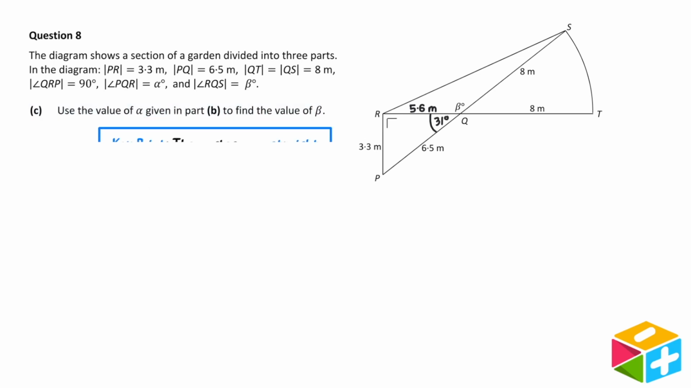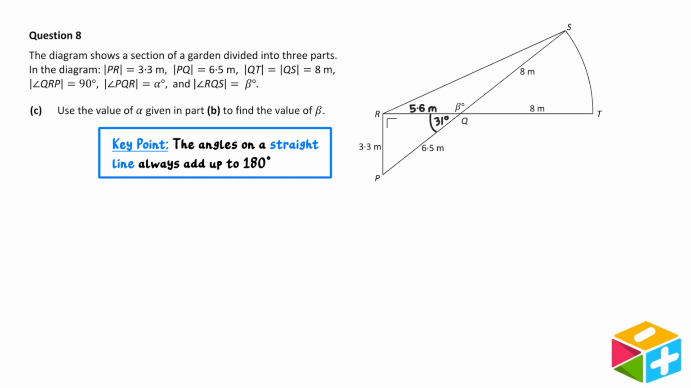The key to solving this question is the fact that angles on a straight line always add up to 180 degrees. If we focus on the line from P to S, we'll notice that the angles on this line are 31 degrees and beta.